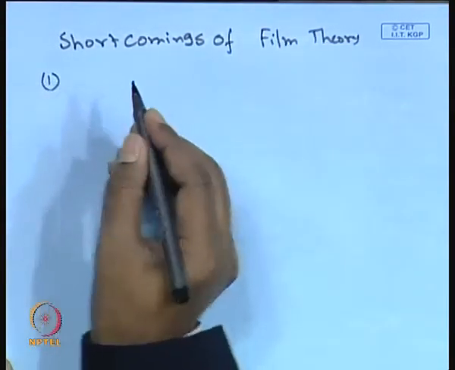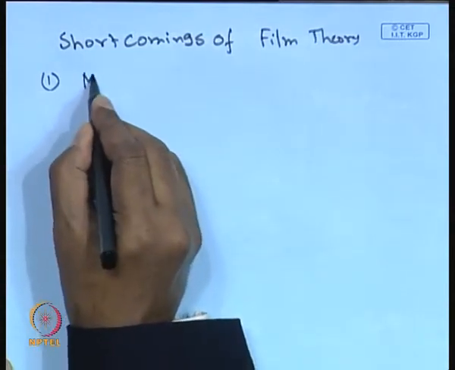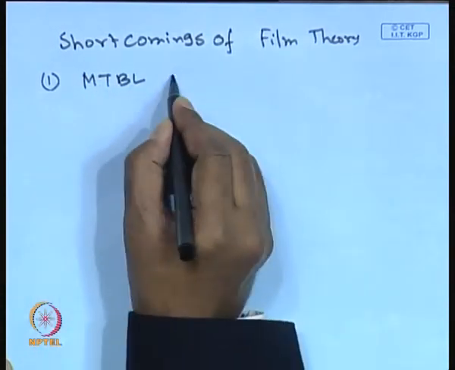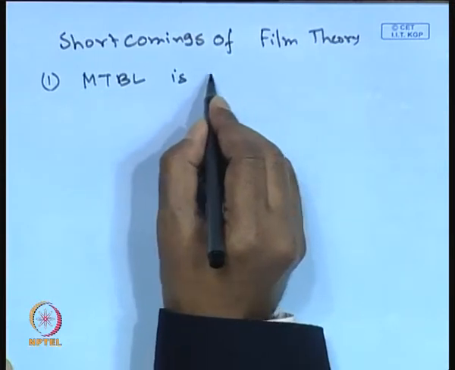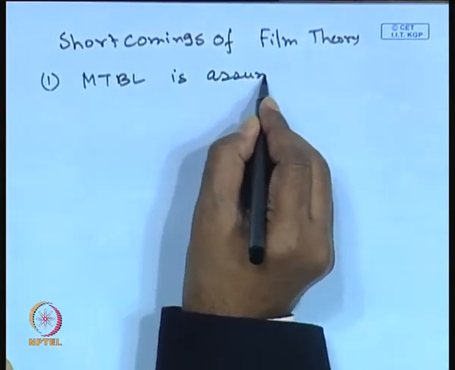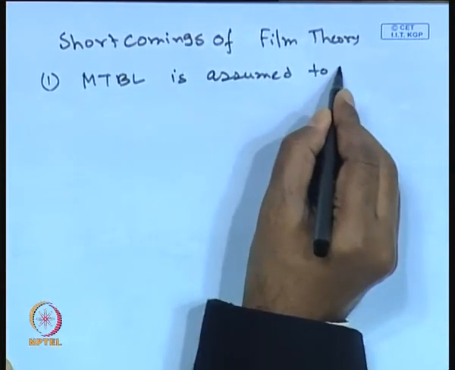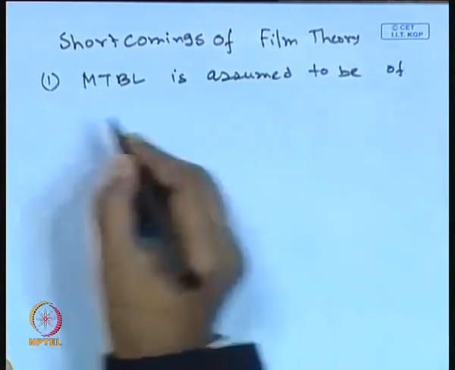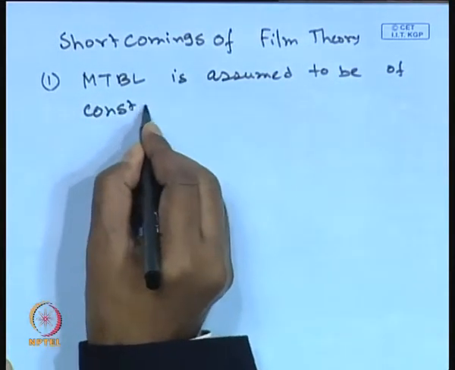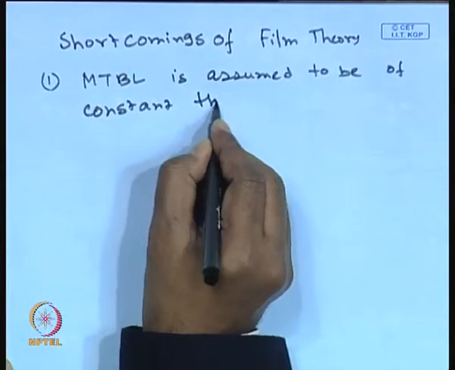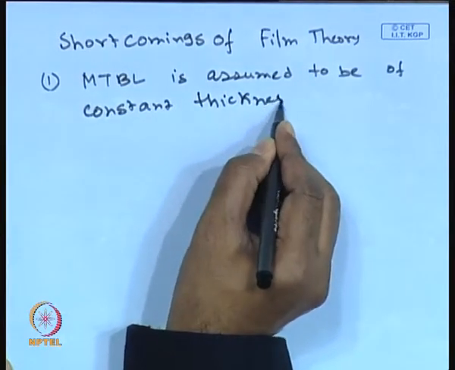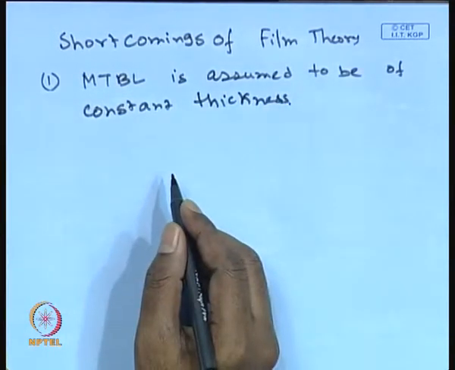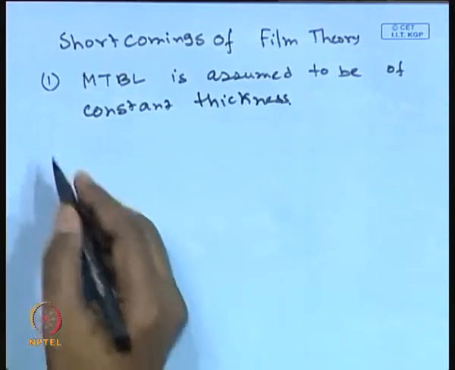Number one was the mass transfer boundary layer is assumed to be of constant thickness, and in an actual process it is really developing over the channel length or period of time.